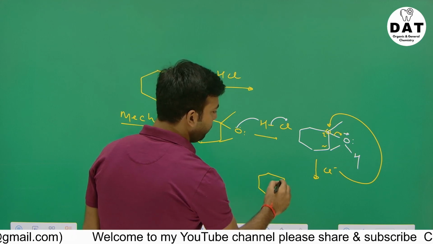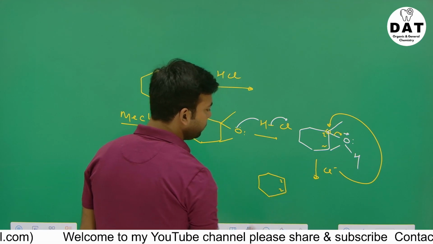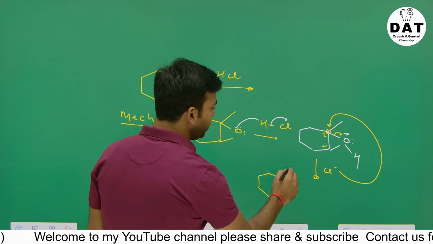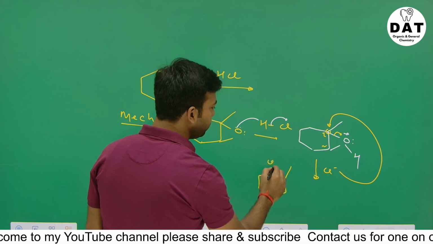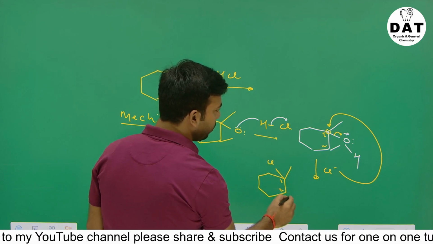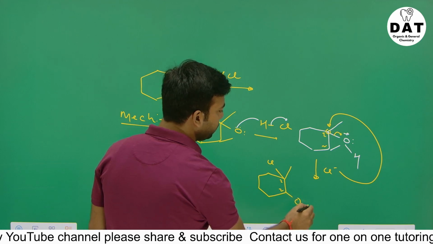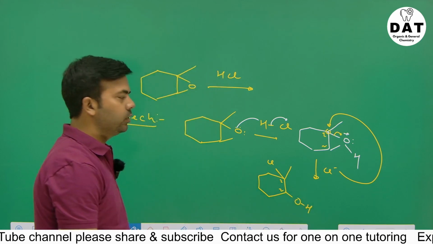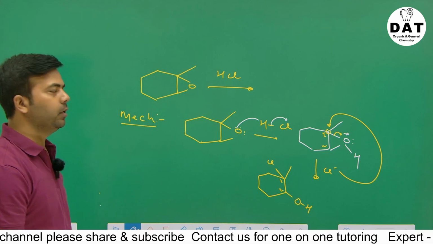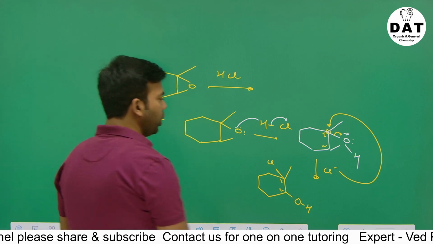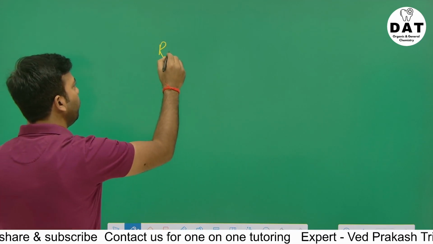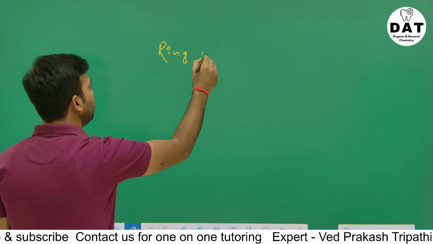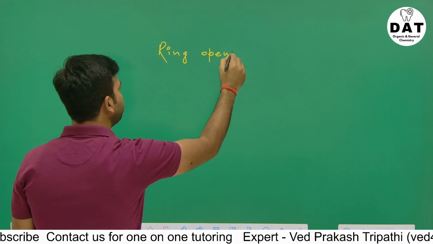So this is my number 1, this is my number 2. Number 1 has a methyl. Number 1 has a Cl as well. And number 2 has oxygen with hydrogen. Clear? So this is acidic medium. Now the next is basic. So ring opening in basic medium.